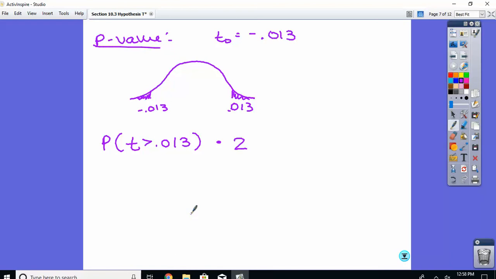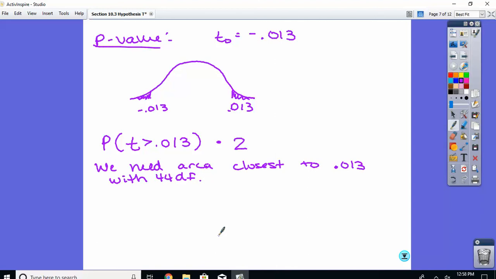Now, again, we have a downside. We are looking for the T. So we're looking for our probability. This is the number inside the table. So we need, how do I want to phrase this? The area closest to 0.013 in the table with 44 degrees of freedom.